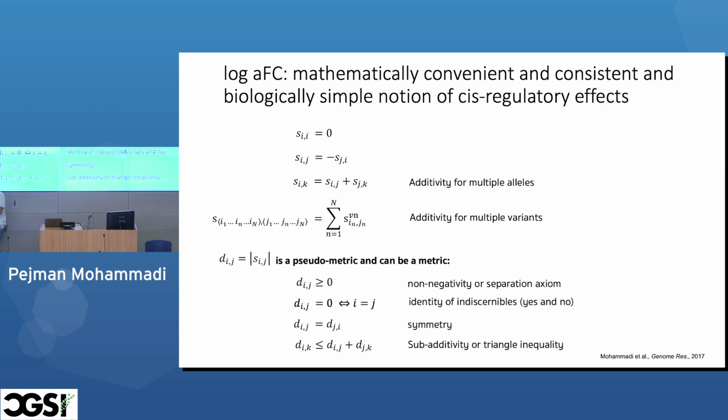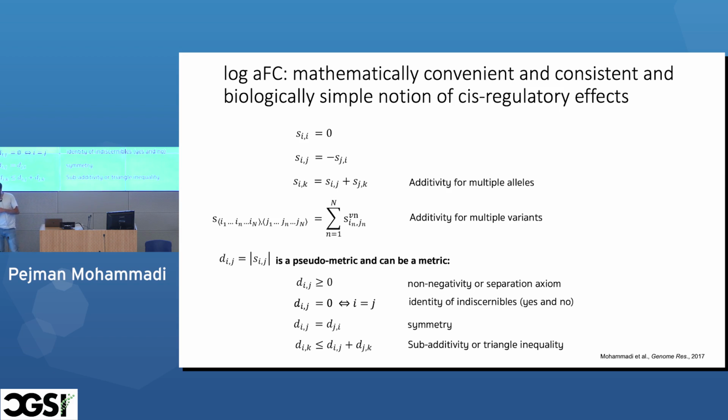But from a mathematical point of view, this is also a convenient notation to use, because it has good properties for doing consistent math for downstream analysis. You would have zero effect size between identical alleles. If you flip your alleles, your sign changes, but not the size of it. You could show that this is additive when you have multiple alleles or multiple variants. So it easily generalizes to cases of variants that are multi-allelic.